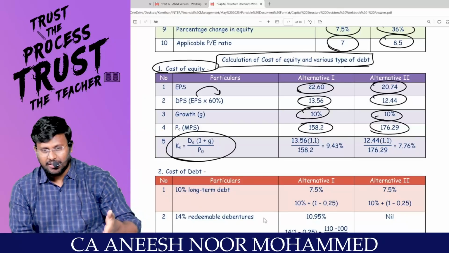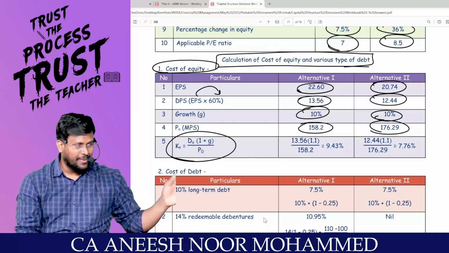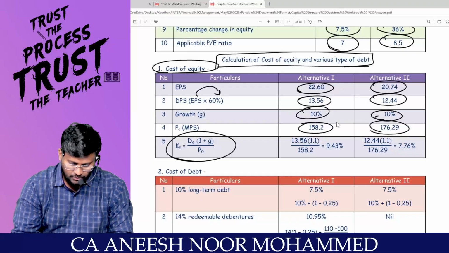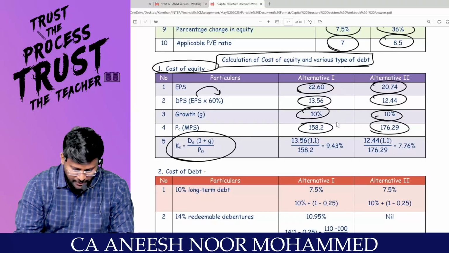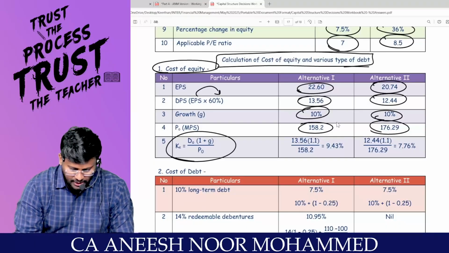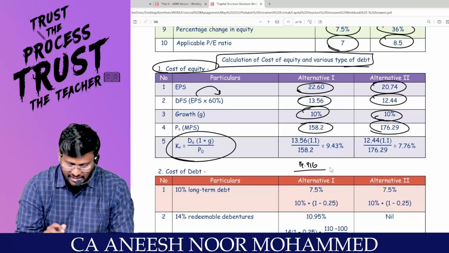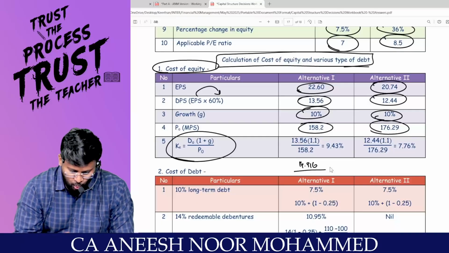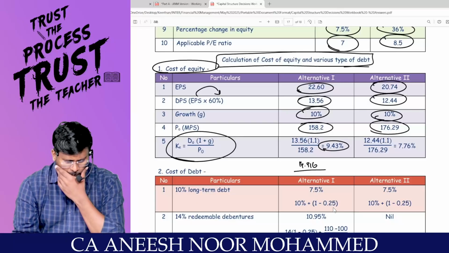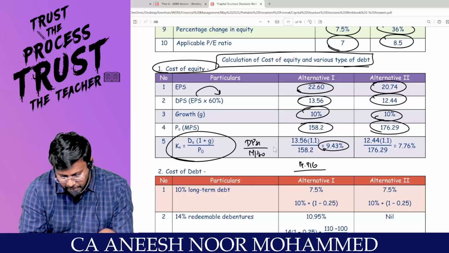Now this formula I should use. Sir, don't ask me where this formula came from. Cost of capital K is equal to DPS 1 divided by MPS 0 plus G. Correct? What is the DPS 1? 13.56 is DPS 0, into 110% comes to 14.916, divided by existing market price 158.2, which is 9.43%. Correct? Any doubt? Have they given K equal to DPS 1 divided by MPS 0 plus G?